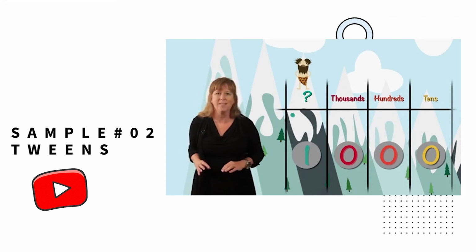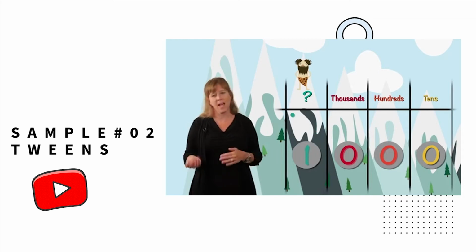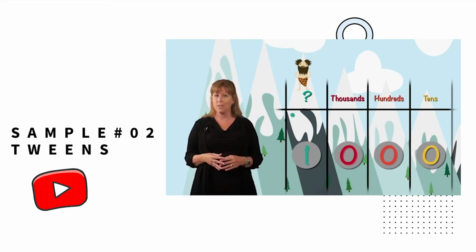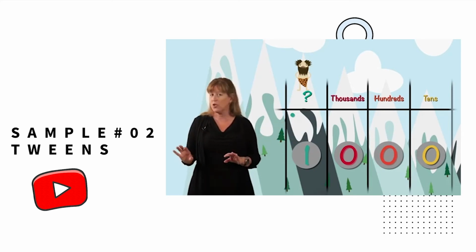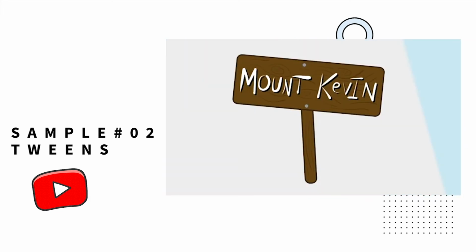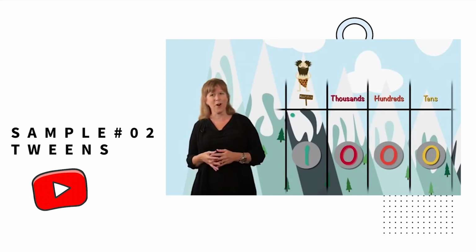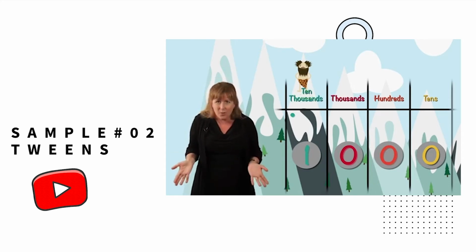Whoa, okay. Well, look at this. We made it to the next column, but we've never been here before. This one has no sign. So we've got good news and bad news. The good news, we get to name it. The bad news, we have to name it properly. What do you think this next column after thousands should be called? Mount Kevin. Nice try, Kevin. This next column after thousands, where we have 10,000s, is called the 10,000s column.